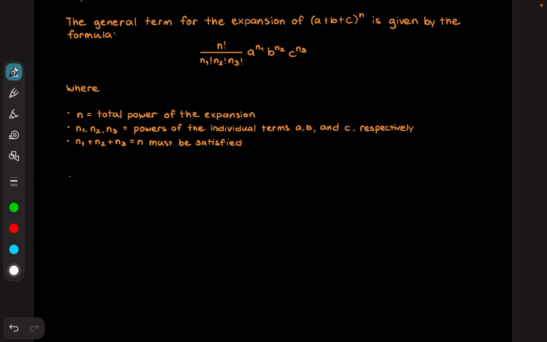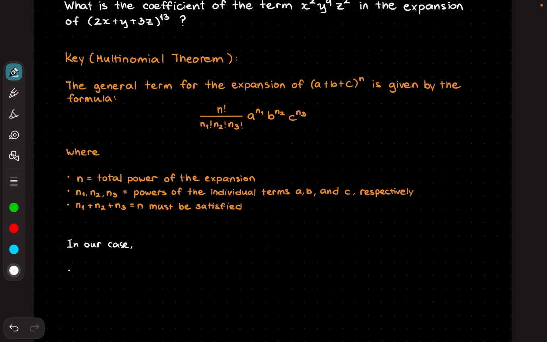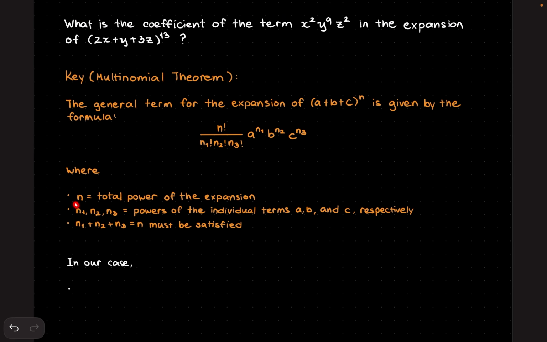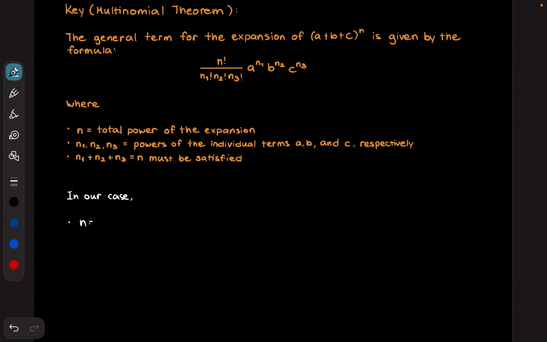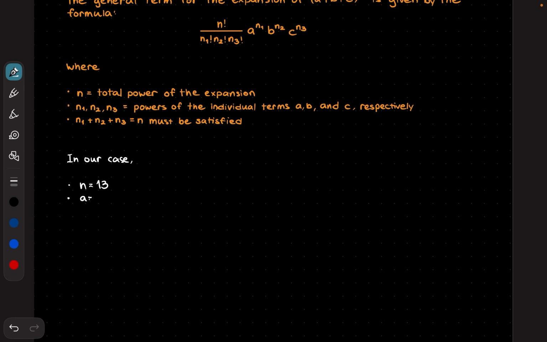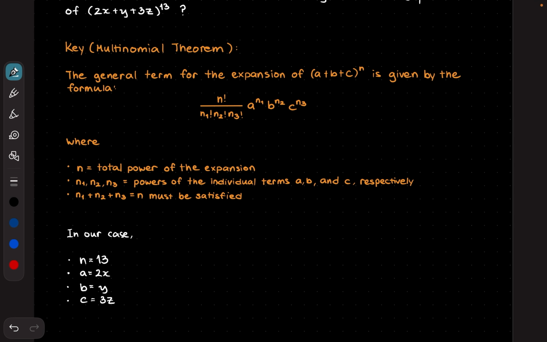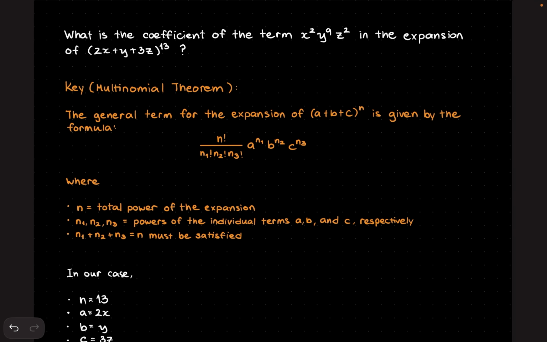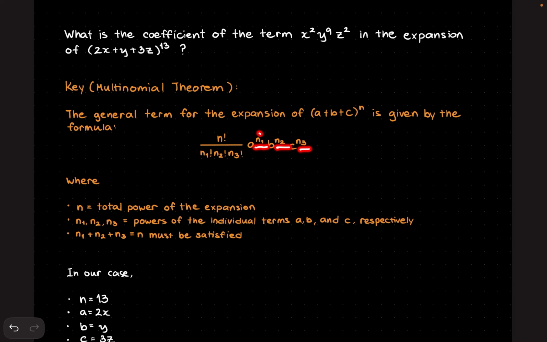So I write out here. In our case, the total power of the expansion, instead of n, is 13. So we have here n equal to 13. Then our A, B, and C would represent these 3 out here. So let me write that one down. There you go.